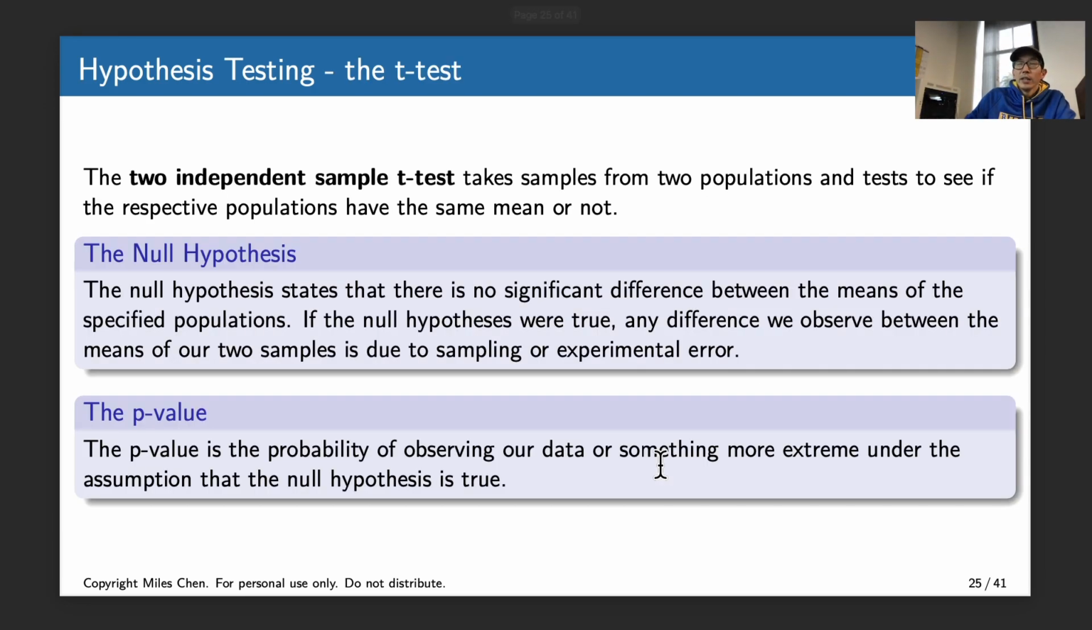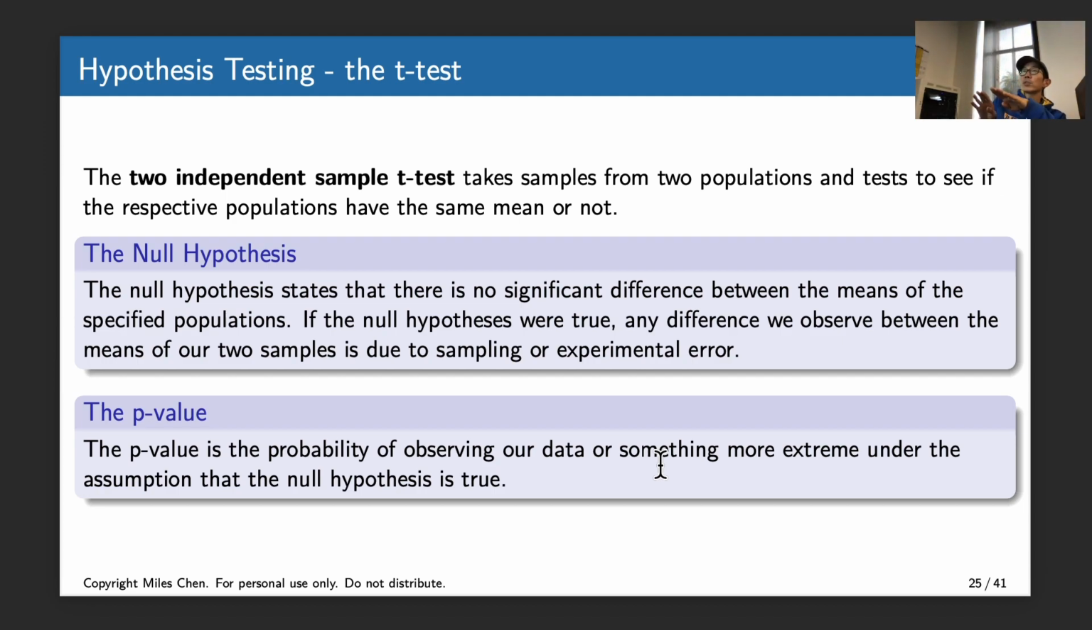Okay? And so one of the most basic hypothesis tests that you should be familiar with is the two independent sample t-test, where we have two samples, and sample 1 comes from population 1, sample 2 comes from population 2, and we want to know, do population 1 and population 2 have the same mean? Or do we have evidence that they have different means? And the null hypothesis here would be that there's no difference between the mean of population 1 and the mean of population 2, that they are the same.